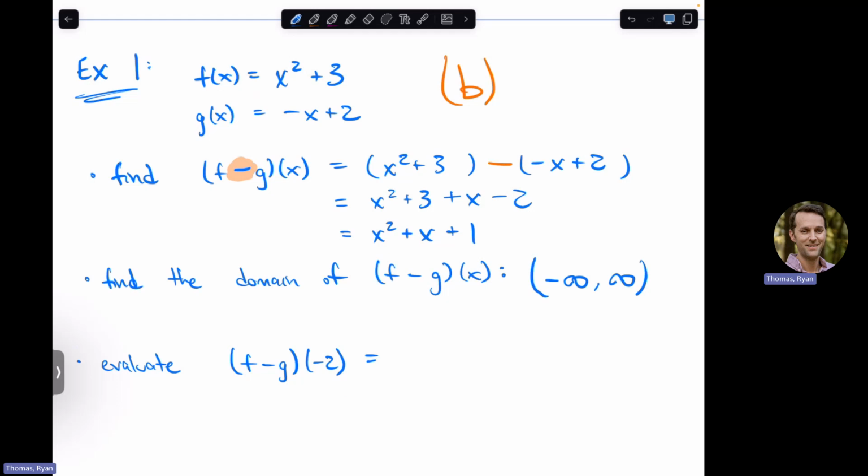And then when you plug -2 in, what do you get? 3? Everybody agree? Okay, great.